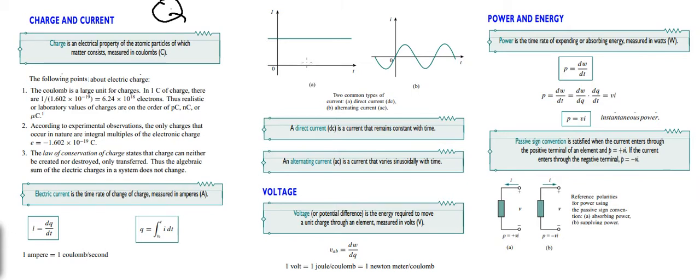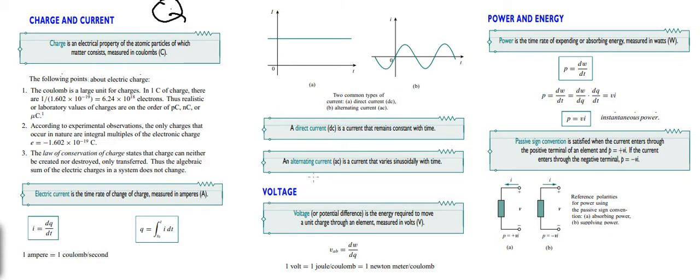Unlike in alternating current, as time goes by, the value of the current is changing. As you can see in this graph, its current varies sinusoidally with time. So direct current is not dependent on time, while alternating current is dependent on time. Its value changes. Now, let's move on to voltage.